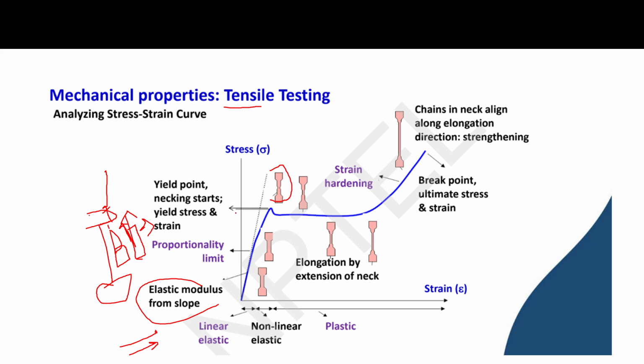Then a certain point comes, the yielding point. At the yielding stress, this point is called the yielding. Up to this point the polymer comes back to its position, but it takes some time. But after that there will be some plastic deformation. In that plastic deformation, when the polymers become deformed, they never come back to the original position.